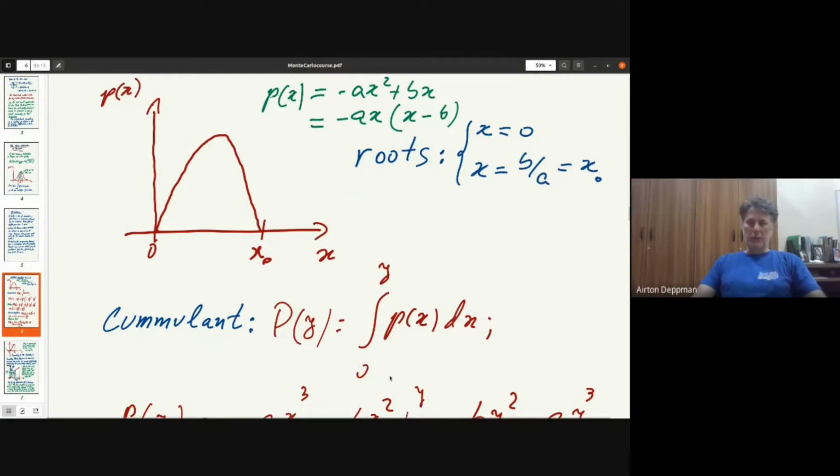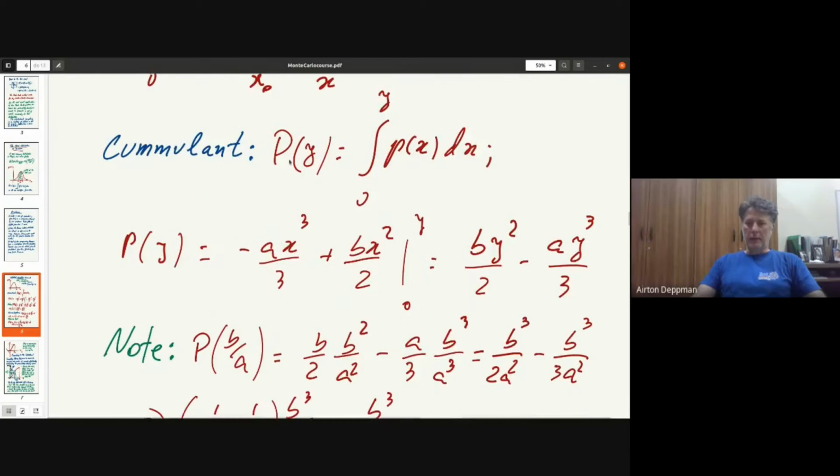We start from 0, but we could start from minus infinity if we define that the probability density is 0 outside the range between 0 and x0. Okay, so it's 0 on this side, everywhere, and different from 0 just in this range. Then we can integrate from minus infinity to y. And you will remember the integration of the Gaussian that we used in the first class. It's the same thing, so this is the cumulant. And it's easy to integrate.